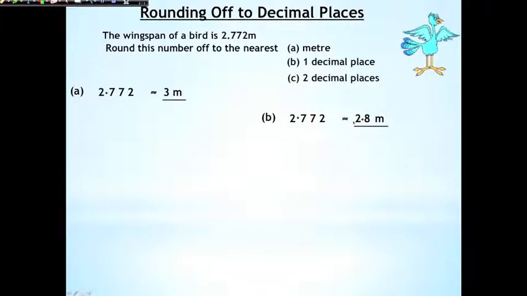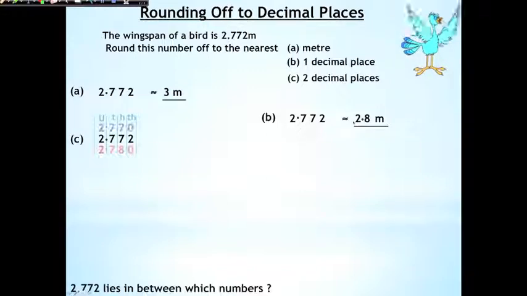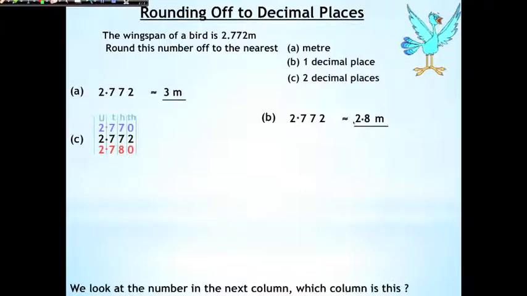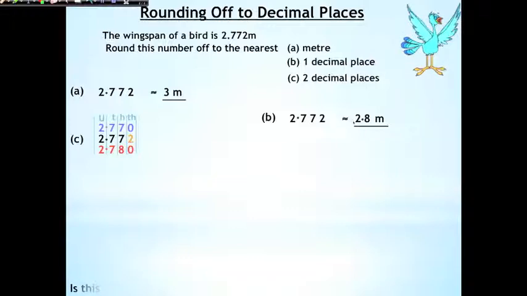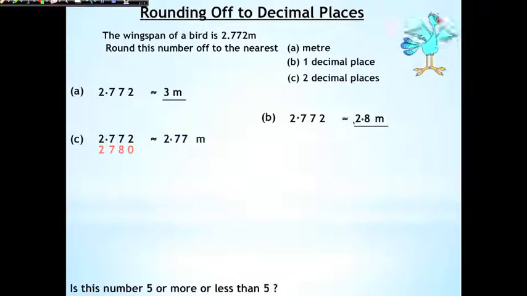Okay, the next one is rounding to 2 decimal places. So it's the same thing. In this case, it's going to be sitting in between 2.77 and 2.78. We just need to decide which one it's going to be when rounded. So we look at the digit after the one that we want, so not the one in the second decimal place, but the one after it, so it's going to be the 2. Is this number 5 or more? No, it's less than 5, so we're going to round down to 2.77. So that is the answer, correct to 2 decimal places.